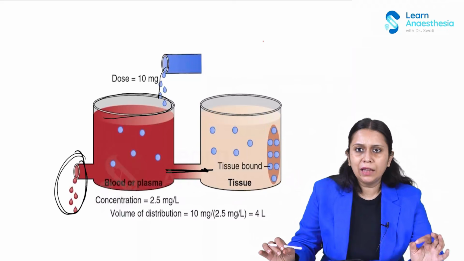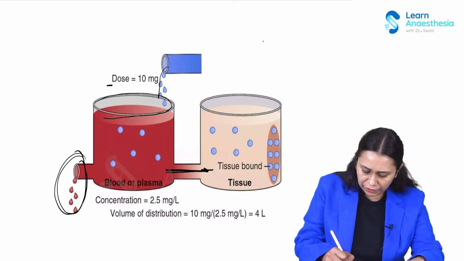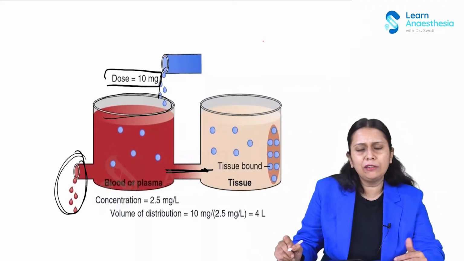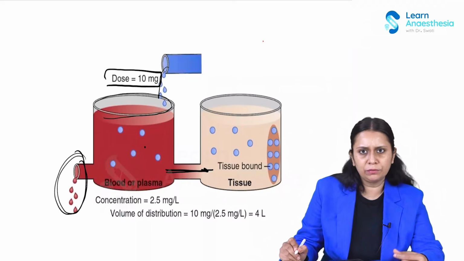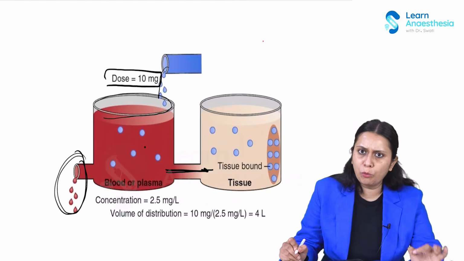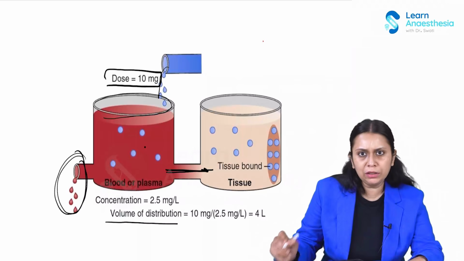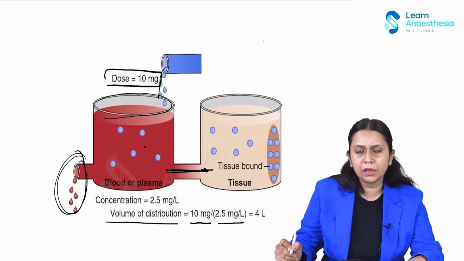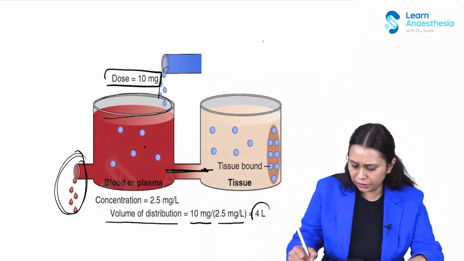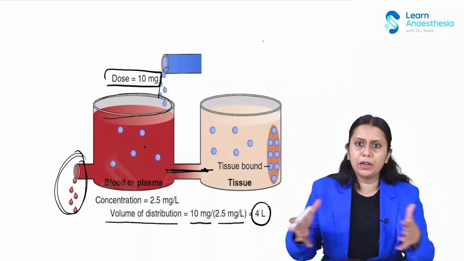The formula says the amount of drug divided by the concentration of the drug at that point of time. So how much drug did we give to the patient? 10 milligram. And let's say after 10 minutes I calculated the concentration of the drug in the plasma. It came out to be 2.5 milligram in 1 liter. So now the volume of distribution, putting the values in the formula, would be 10 milligram divided by 2.5 milligram per liter. So now the volume of distribution is 4 liter. So volume of distribution goes on increasing when the drug starts moving to the peripheral compartments.